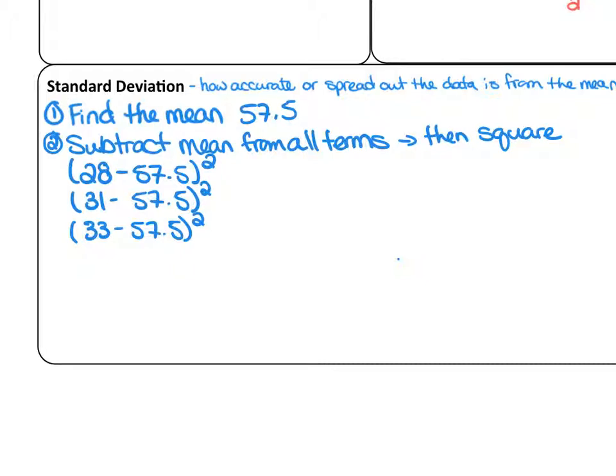So I'm going to pause it and calculate them all, and then I'll come back to you. But I'll just do the first one. So 28 minus 57.5 is negative 29.5, and then we're going to square it, so multiply it by itself. And in this one, we get 870.25. So you're going to do that to every single one. It does take a little bit of time, but I'm going to do them all. Right now, I'm going to pause the video, do them all, and then I'll come back to you and show you the last steps.